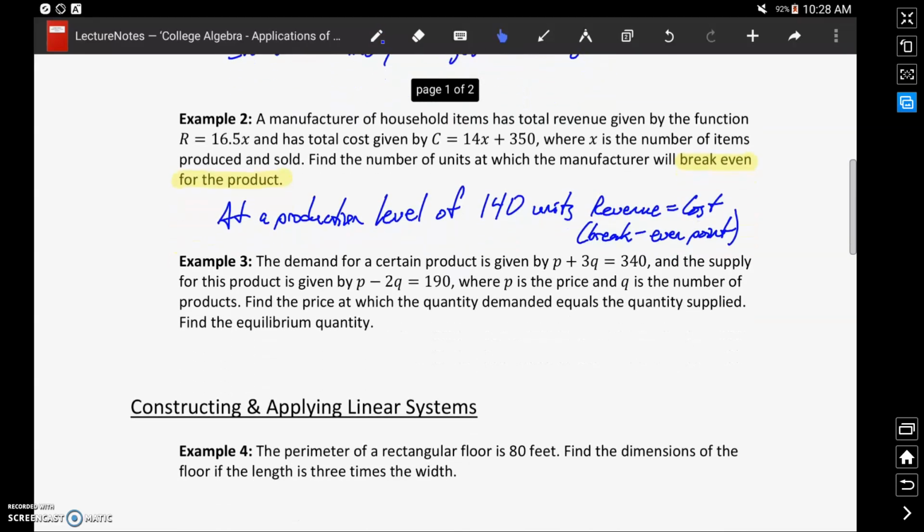In example 3, we're told the demand for a certain product is given by our first equation. And the supply is given by the second equation, where P is price and Q is the number of products. We want to find the price at which the quantity demanded equals the quantity supplied, and we want to find that equilibrium quantity. What's a little bit different here is that we will need to rewrite these two equations in terms of x and y. It doesn't matter which variable is which, as long as we're consistent between those two equations. So the first equation we'll rewrite as x plus 3y, and the second equation we'll rewrite as x minus 2y.